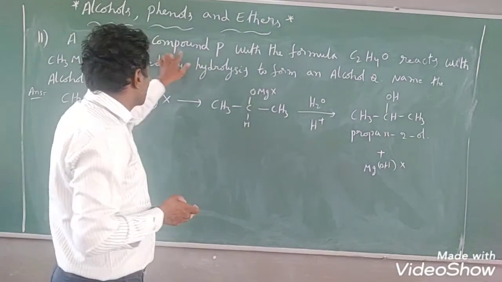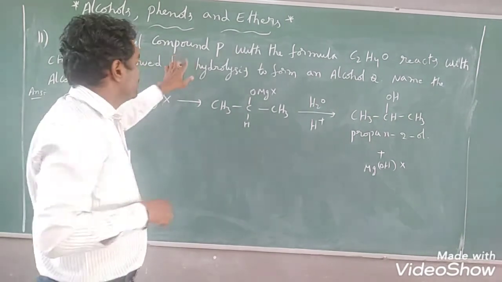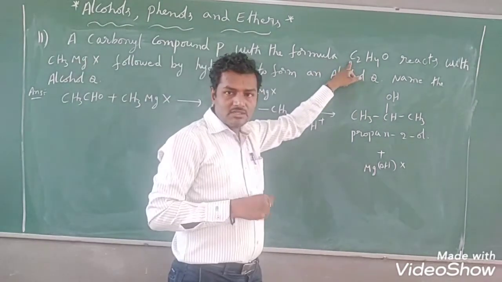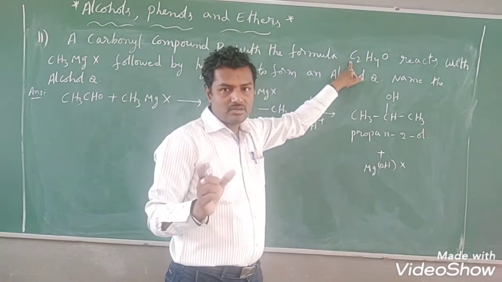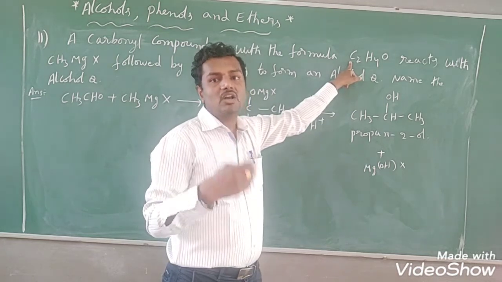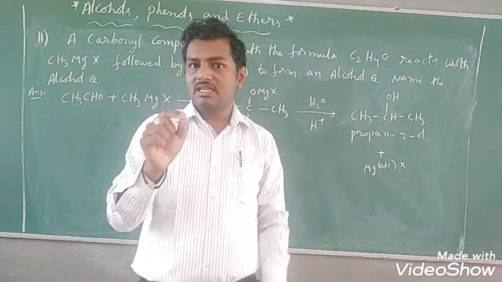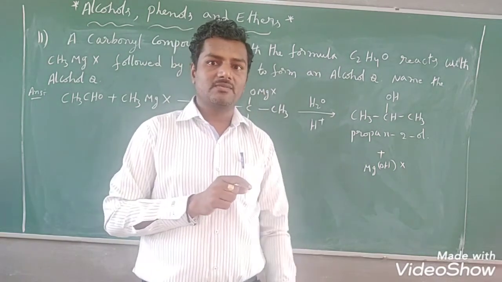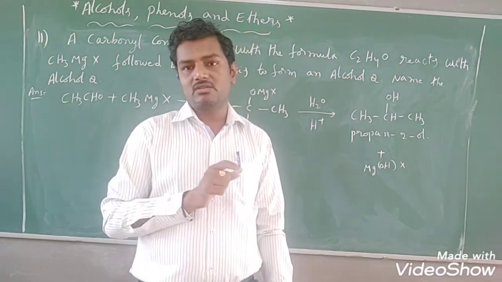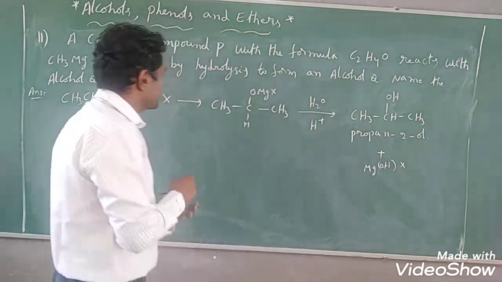See, that carbonyl compound meaning is what? It may be aldehyde or ketone. With two carbon atoms, is there any chance to get a ketone? There is no chance to get a ketone. If you want to get a ketone, minimum 3 carbon atoms are required. The smallest ketone is acetone, CH3, C double bond O, CH3.